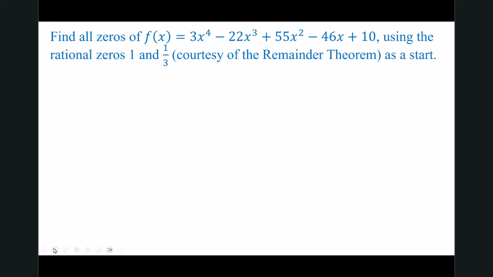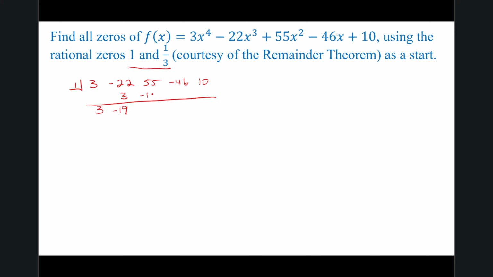With the same polynomial here, we're going to use the zeros 1 and 1/3 to start with, and then find the other zeros. So I'm going to do synthetic division. I know 1 is a 0, so I'll start with 1. My coefficients are 3, negative 22, 55, negative 46, and 10. Bring down the 3. 1 times 3 is 3. Add, we get negative 19.